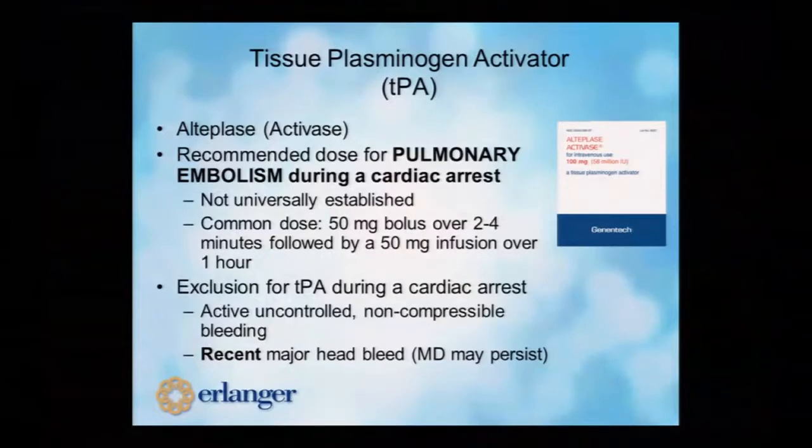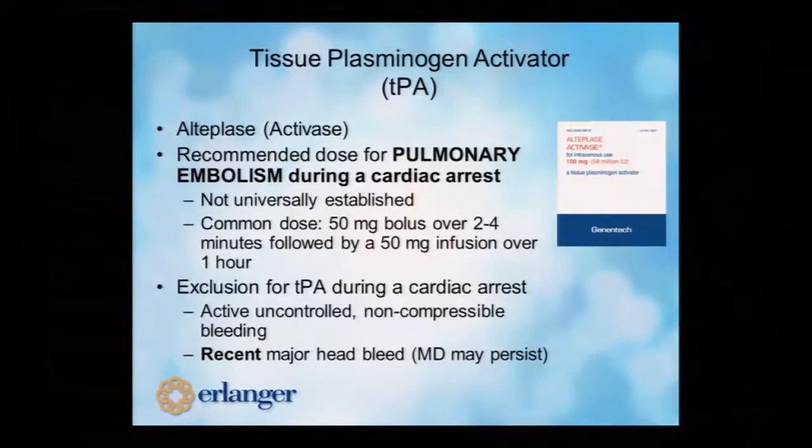The dose for a PE during the cardiac arrest, unfortunately, is not very well universally established. The most common dose that I would recommend and that I would see is a 50 milligram bolus over 2 to 4 minutes, followed by a 50 milligram infusion over 1 hour. The dose will depend on the treating physician. Sometimes they like to give just a 10 milligram bolus and then the remaining 90 milligrams over 2 hours. Sometimes, depending on the stability of the patient, if we just achieved ROSC, maybe they don't want to give a bolus at all and we'll just run it over 2 hours.